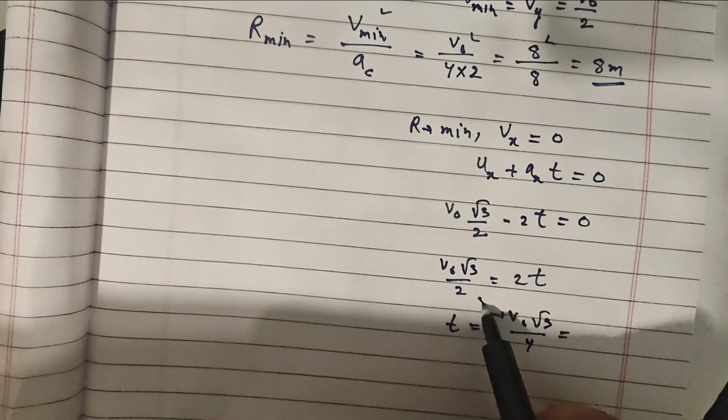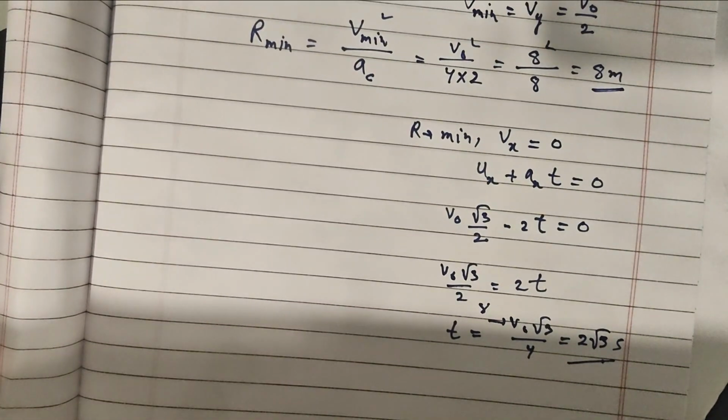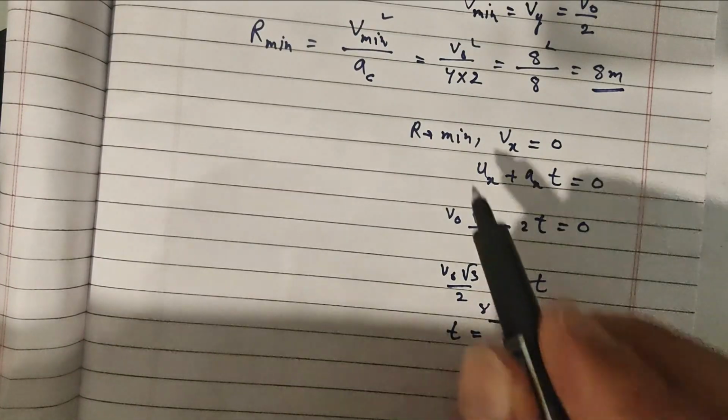And v naught was given 8. So if you substitute 8, you'll get 2 root 3 seconds. So at this moment, 2 root 3 seconds, your radius will be minimum.